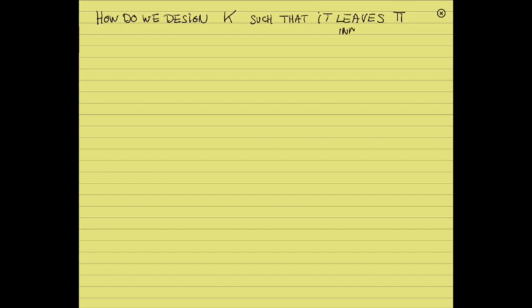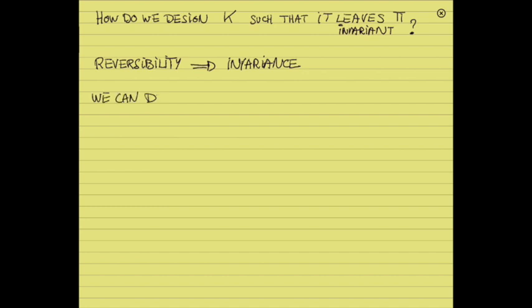So how are we going to design a Markov kernel K such that it leaves this pi invariant? So now we're looking for a Markov kernel K such that doing one step of this Markov kernel would leave the distribution pi unchanged. We'll note that something called reversibility implies pi invariance. So what is reversibility?